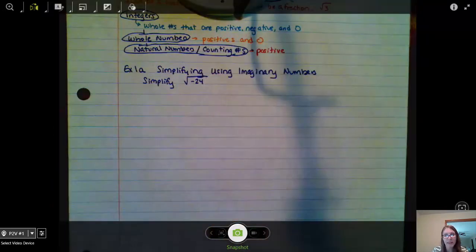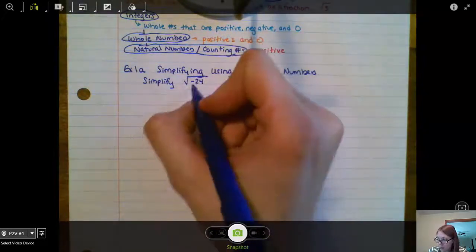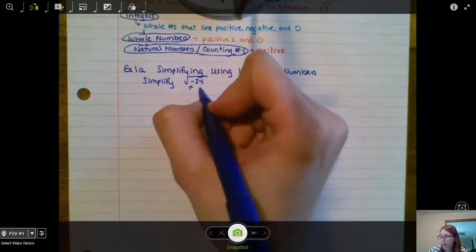Now before we would say, hey, the square root of negative 24 didn't exist. But now we're trying to kind of narrow down that answer a little bit more instead of just saying, hey, it doesn't exist. How could we be a little more specific? And that's why our imaginary number can be a little bit more helpful here. So first of all, I have this negative under the radical.